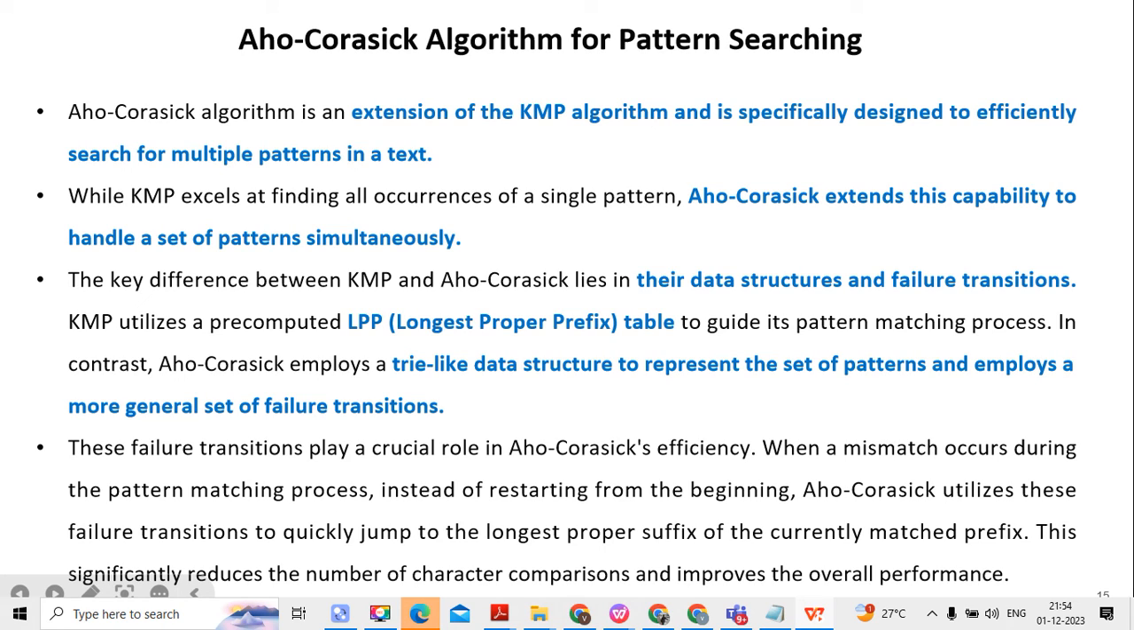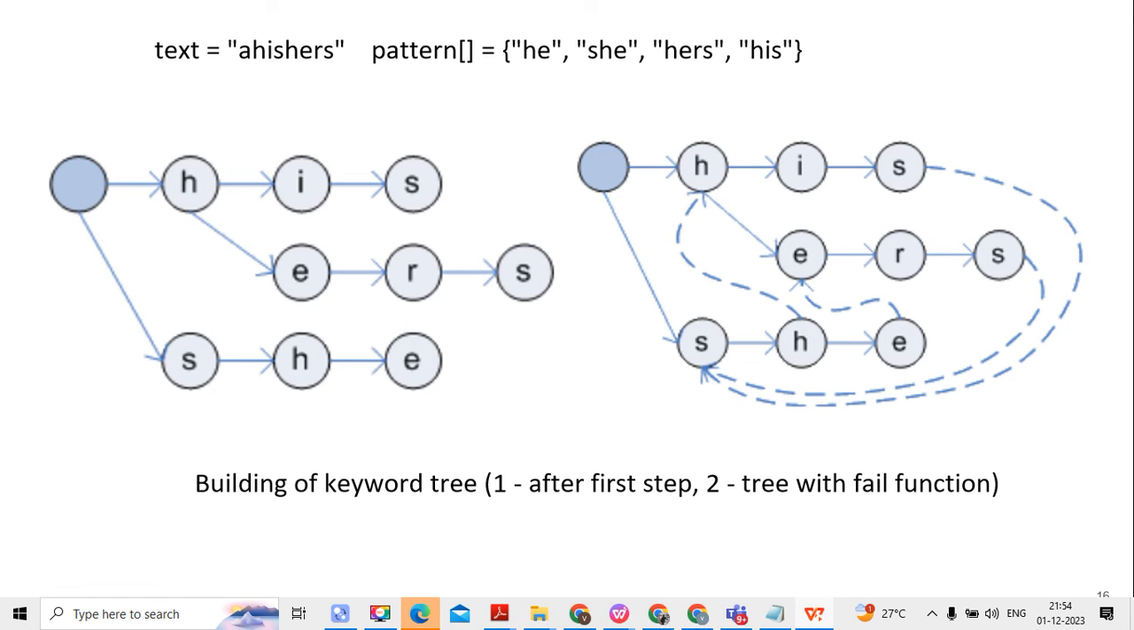This significantly reduces the number of character comparisons and improves the overall performance. Now in this algorithm the text is given, and the text is AHISHERS. Now we require to find the patterns: he, she, hers and his.